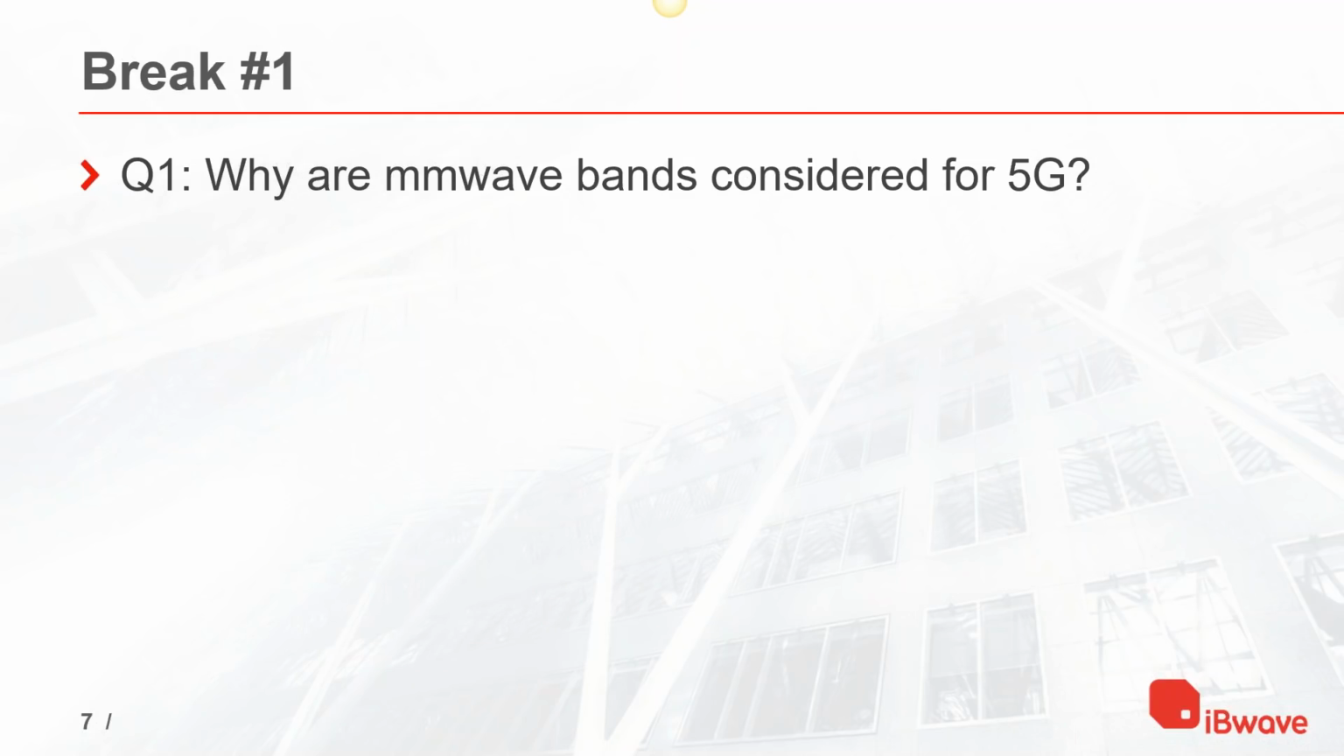So the first question, Vladan, is why are millimeter wave bands considered for 5G? That's an excellent question, and we have known about millimeter waves for a long time now, and we know that there were problems with propagation, and it can propagate through foliage, and it is not good for a blanket coverage in a market. So why are we looking into it now?